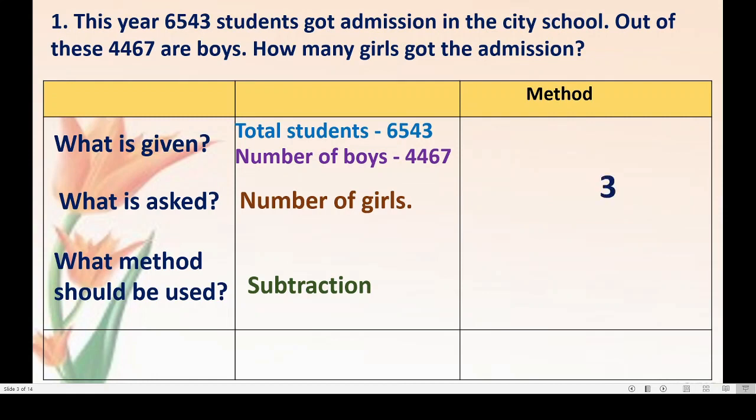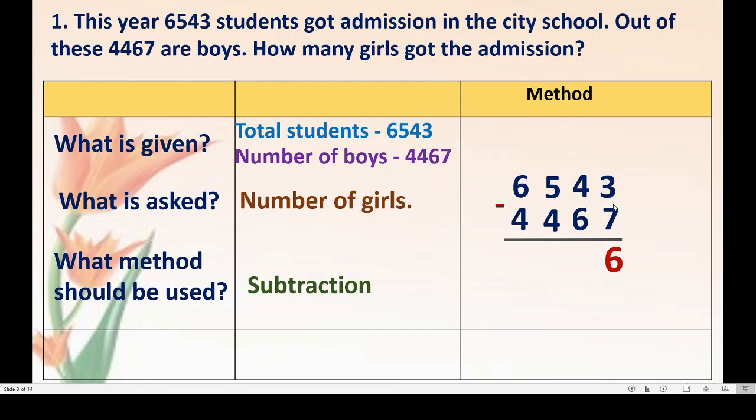So we will write total students up. 6,543. Always start from right hand side. And minus 4,467. Now we will begin our subtraction. 3 minus 7. I will not show you here borrowing and all that. You have to remember and you have to carry out the subtraction. 3 now here 13. 13 minus 7. How much?